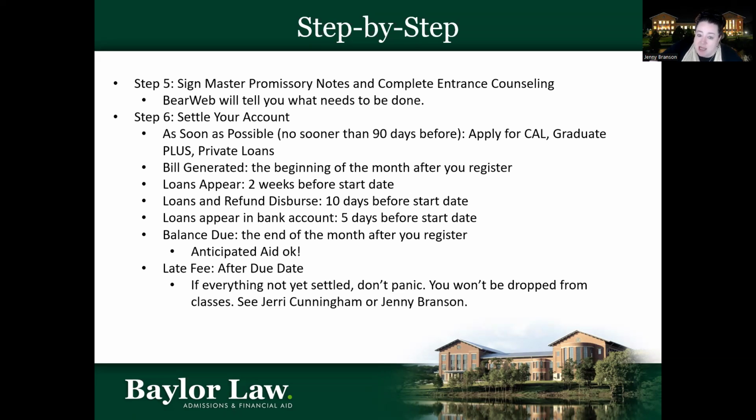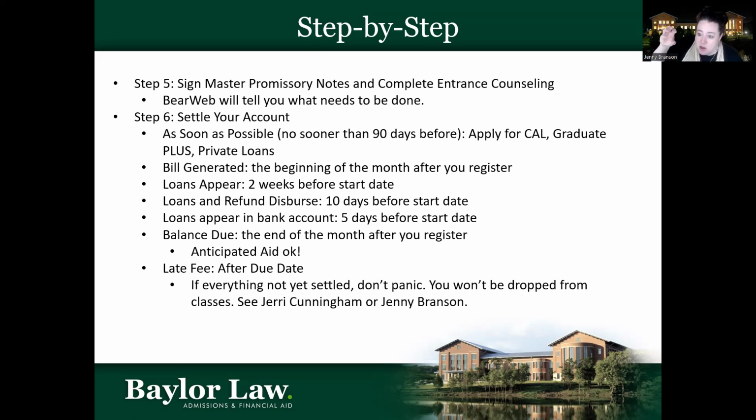Bills are going to be generated the beginning of the month after you register. So y'all registered in April, so bills are generated beginning of May. You will register, I believe, in June for the fall, so bills will be generated at the beginning of July. It's always tied to when you register. Loans typically are going to appear as anticipated aid 2 weeks before the start date. I know there were some delays this quarter. After this quarter, you can always count on loans appearing in your e-bill as anticipated aid 2 weeks before the start date. And then typically 10 days, sometimes a week before the start date, loans and your refund will disperse.